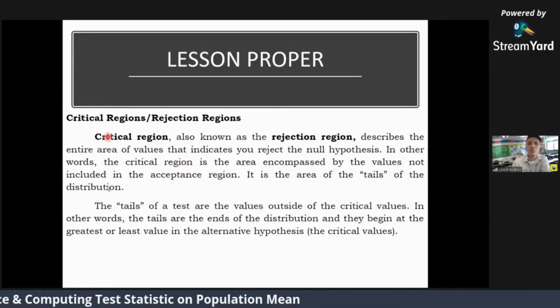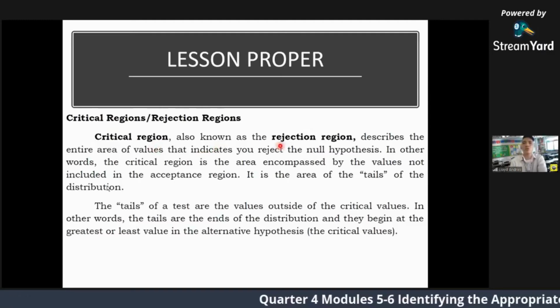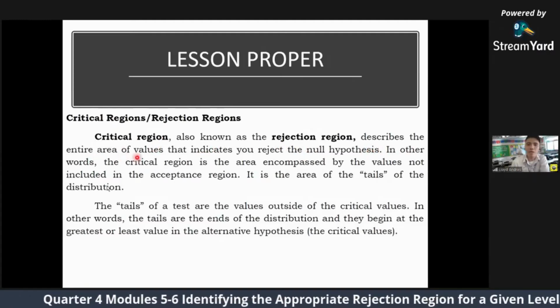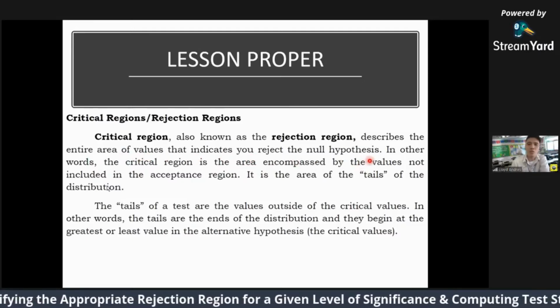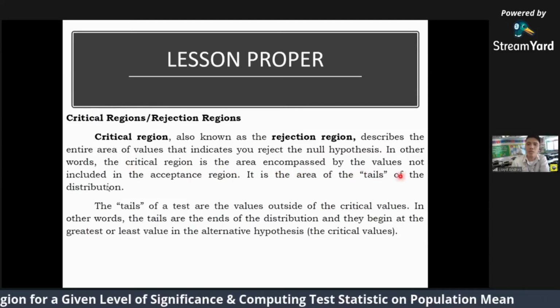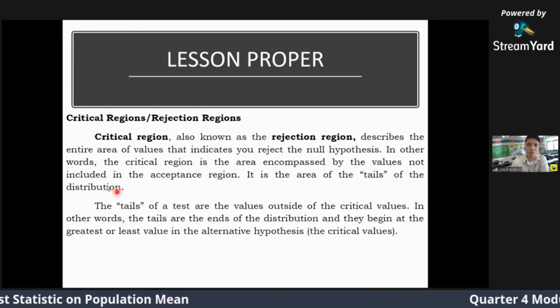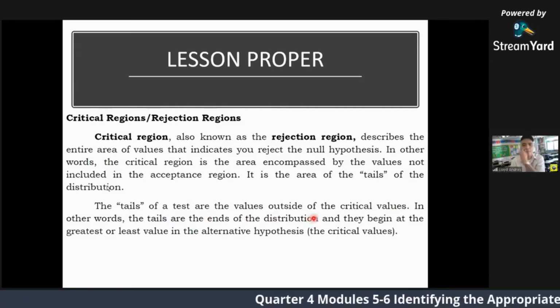So, let's discuss about critical regions and rejection regions. Critical region is also known as rejection regions. This one describes the entire area of values that indicates you have to reject the null hypothesis. In other words, the critical region is the area encompassed by the values not included in the acceptance region. It is the area of the tails of the distribution. The tails of the test are the values outside the critical values.